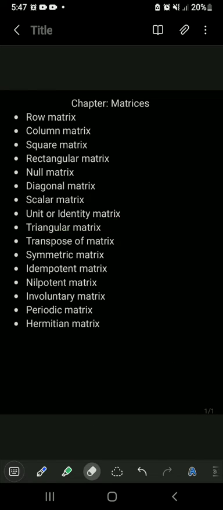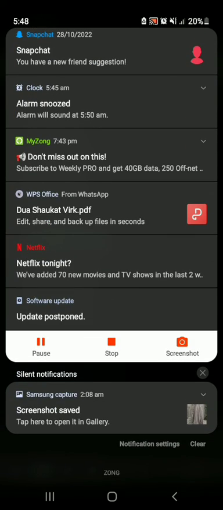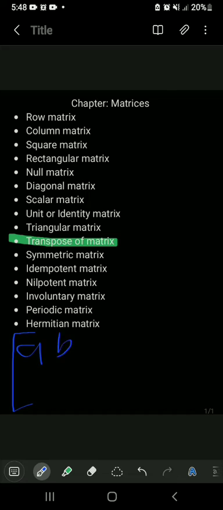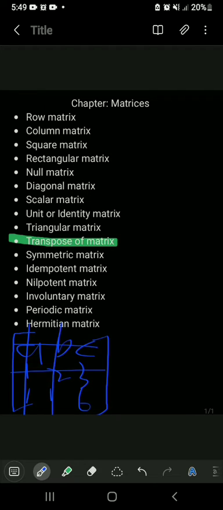If we talk about the transpose of a matrix, I'm making a matrix A, B, C, 1, 2, 3, 1, 1, 6. This is a matrix. If we talk about transpose, it means you have to interchange rows into columns: first row to first column, second row to second column, and third row to third column. Like this is the matrix ABC 1, 2, 3, 1, 1, 6.